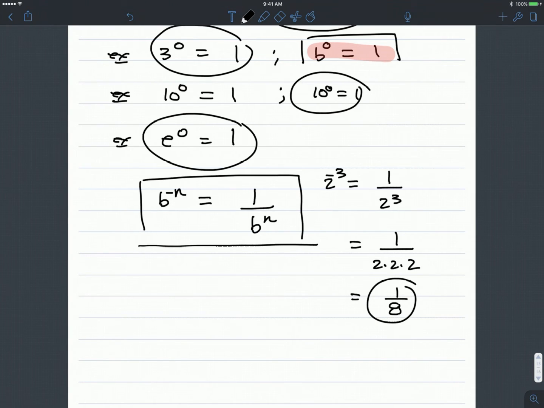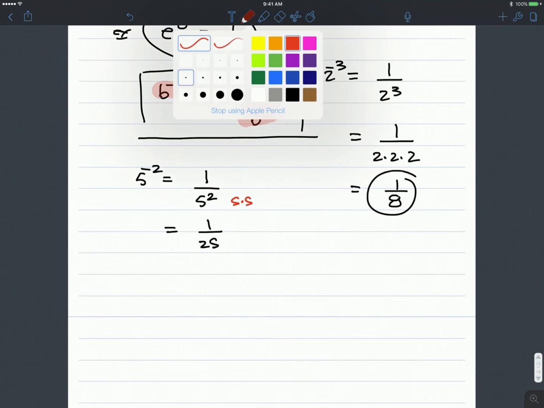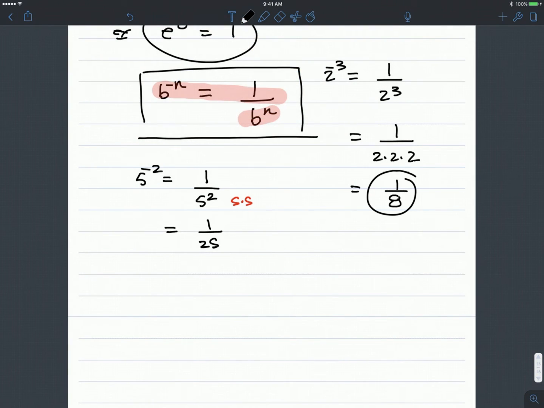Okay, we're going to have to remember these properties. So this is another important property to remember. Let's look at some more examples of that property. What if they gave you 5 to the minus 2 power? What's that? That's 1 over 5 squared, which will be 1 over 25, because isn't 5 squared written as 5 times 5? Is that true? So there we go.